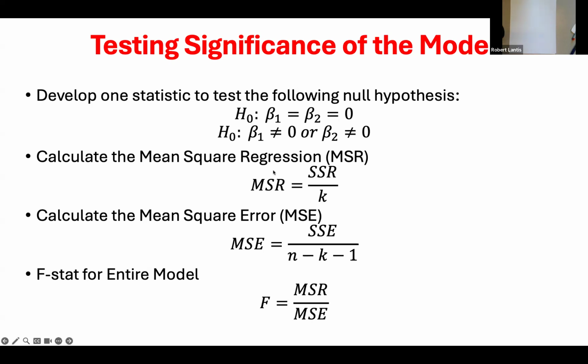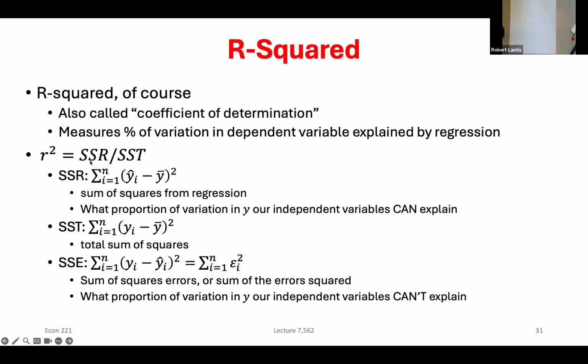So I'm going to put these up here. I'm not going to make you do this by hand. I'll show you where these things exist in Excel, but we're going to have our mean square of the regression. This is going to be the sum of our squared residuals divided by the number of independent variables that we're including. So this is what I can explain using my regression model, using my predictions.